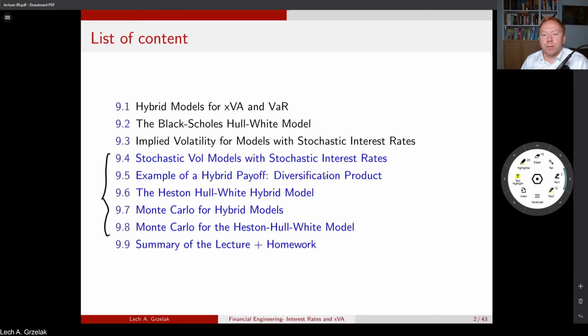Here I will show you the impact of different correlation coefficients on a hybrid payoff. In this case, we'll be talking about a basket which consists of a stock and also of a bond, and then we will investigate the impact of different correlation coefficients on this payoff evaluation. The main part here will be about Monte Carlo simulation, so how to perform efficient simulation of those hybrid models, especially if we talk about simulation with stochastic volatility. And the most important model, the Heston-Hull-White model, will be discussed in some detail.